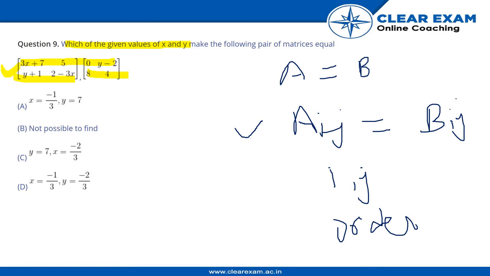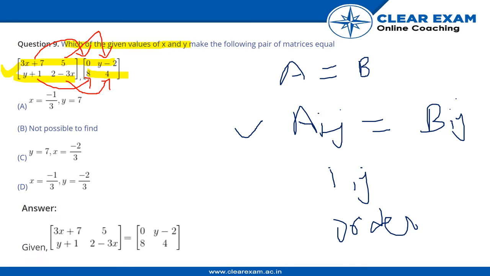So the corresponding elements should be equal. So 3x plus 7 should be equal to 0, 5 should be equal to y minus 2, y plus 1 should be equal to 8, and 2 minus 3x is equal to 4. So we have four equations and we have to solve them. So let's see what they have done. Okay, so in the first step they have just made the matrices equal. Now moving to the next slide.